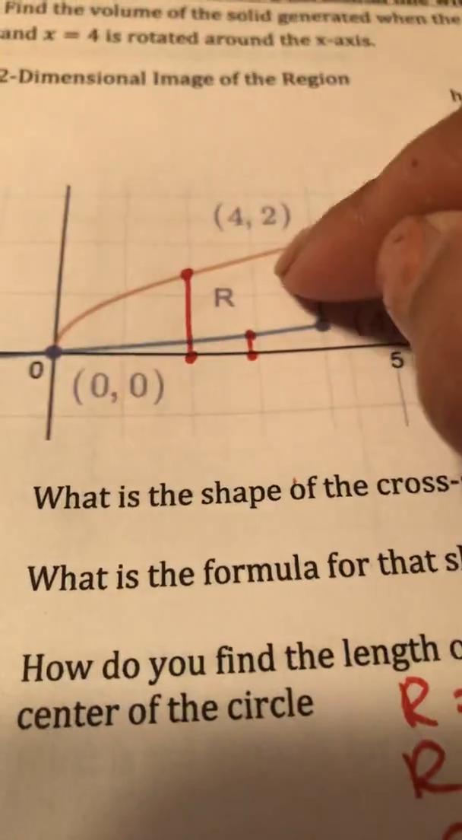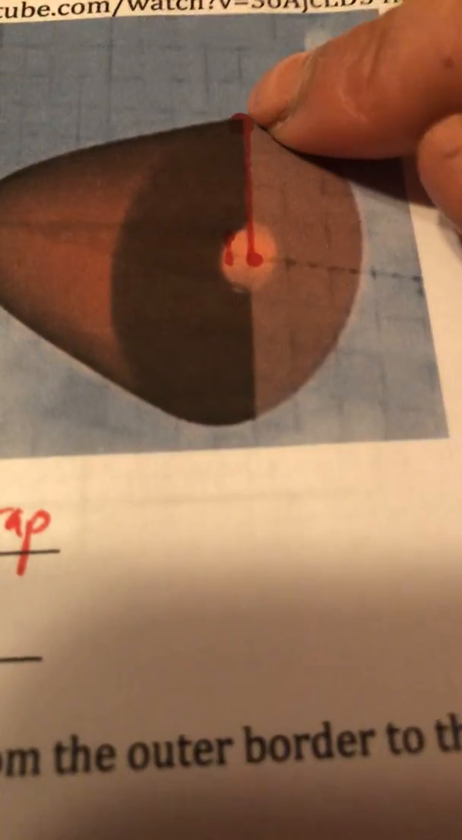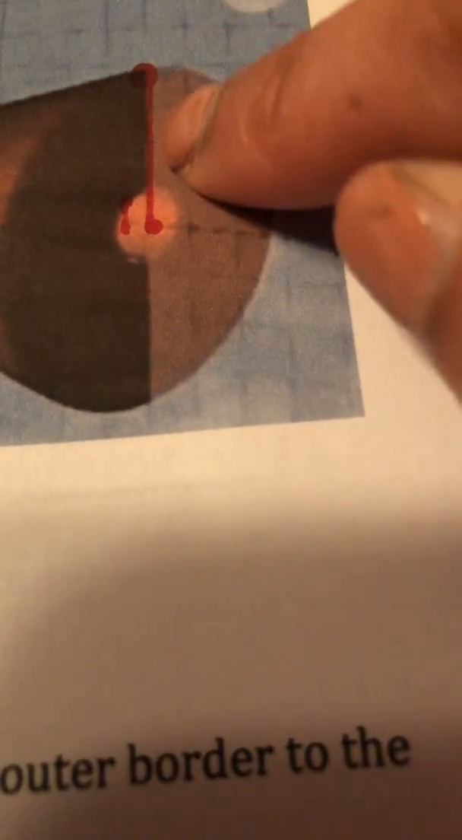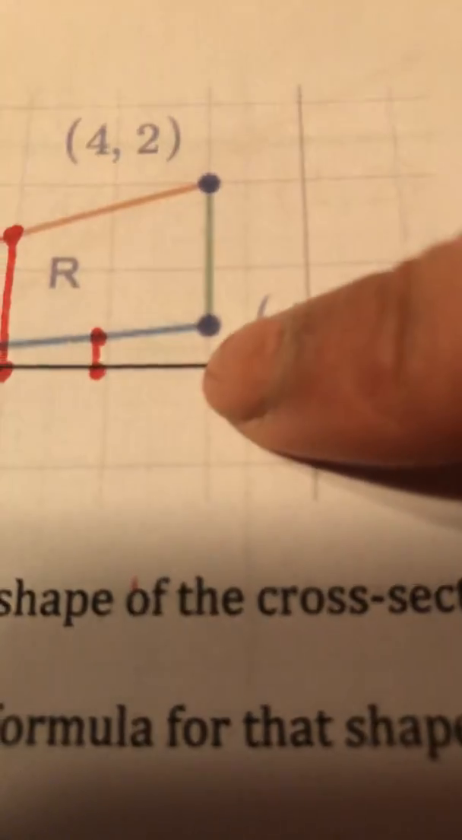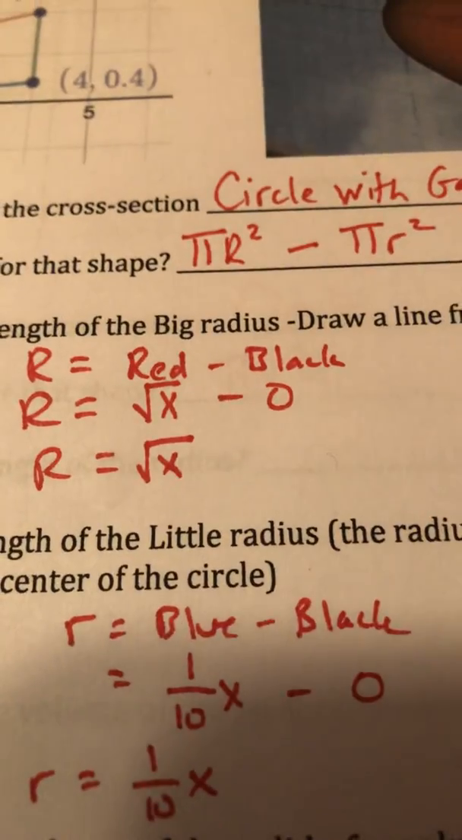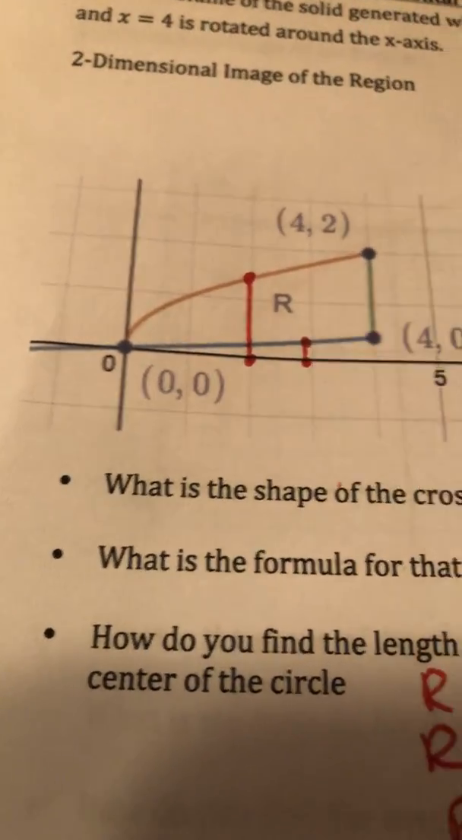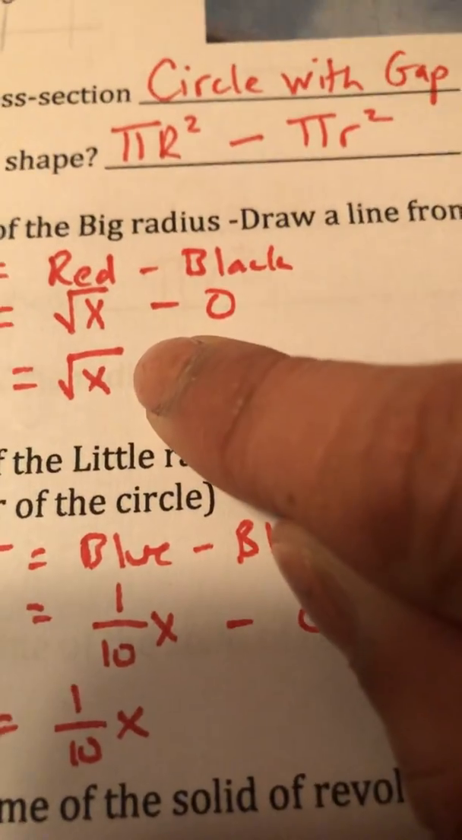Well, look, let's go back over here. The big radius is going to be from the outside function. You can see I put a little dot right there to show you what you're rotating it around. So this center right here. So let's just go back over here. The outside is the outside of this function, which is the square root function right here. And the center is the line that you're rotating around, which is the x-axis. So to find the big radius, we do the red minus the black function. Again, the red, square root of x, minus the black, which is the x-axis. So square root of x minus 0, which gives me that the radius of the big one is the square root of x.